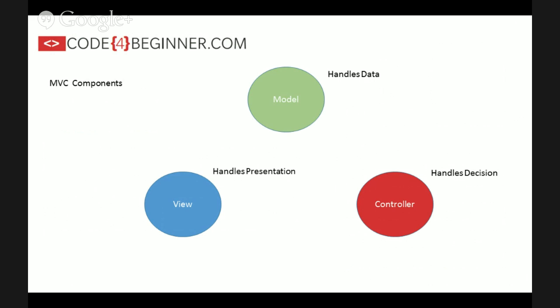Now let us look at the different components in MVC. It has three main components. M stands for model, V stands for view, and C stands for controller. Model handles data, view handles presentation, and controller handles decision.